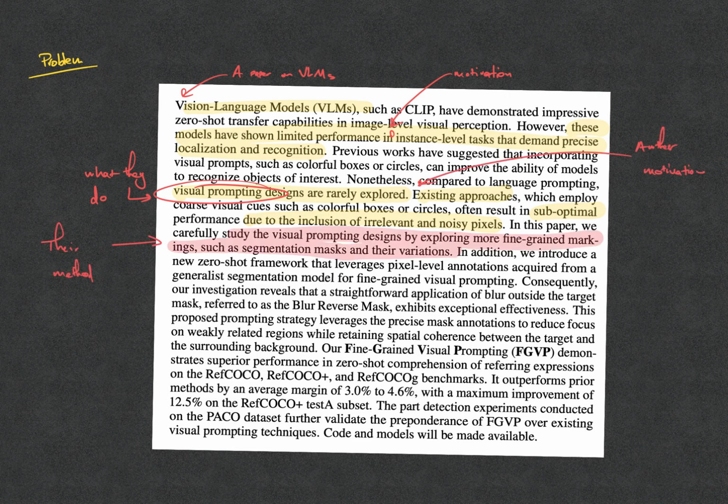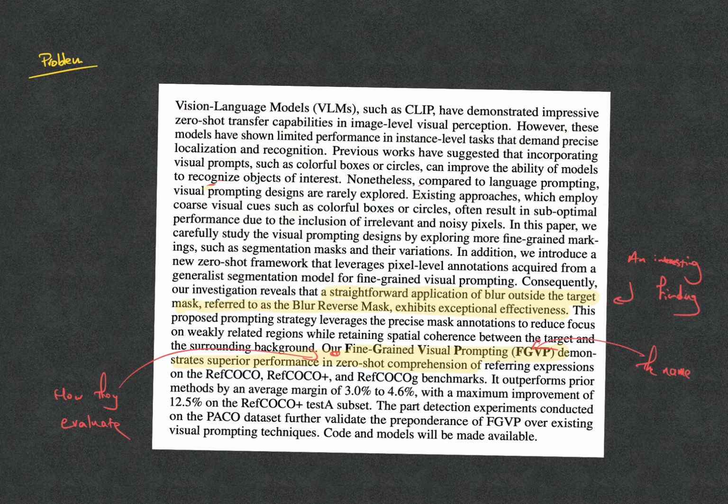They study these visual prompting designs by exploring more fine-grained markings such as segmentation masks and different variations of that. They introduce a new zero-shot framework that leverages pixel-level annotations from a generalist segmentation model, which they use as a core component in this work. And then they call their approach fine-grained visual prompting, or FGVP, and show that it has superior zero-shot performance.